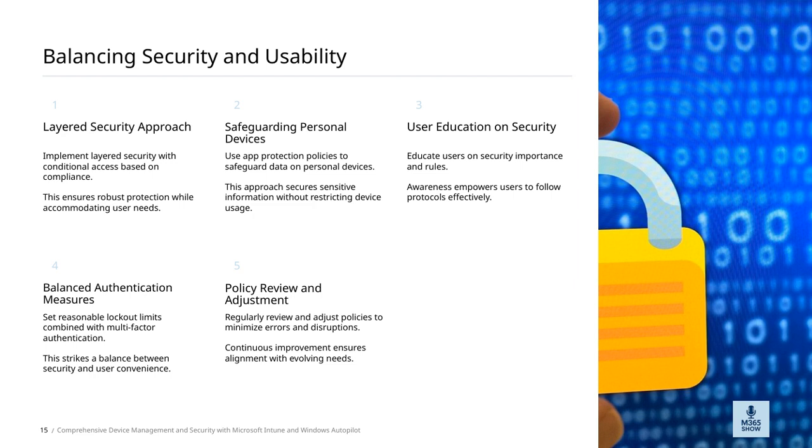Another important point is safeguarding personal devices through app protection policies. This allows us to secure sensitive data on personal devices without overly restricting device usage, which is a key part of user acceptance. Finally, implementing layered security with conditional access based on compliance helps us provide robust protection. This approach ensures that security measures are flexible enough to meet user needs while still maintaining strong defenses against threats.